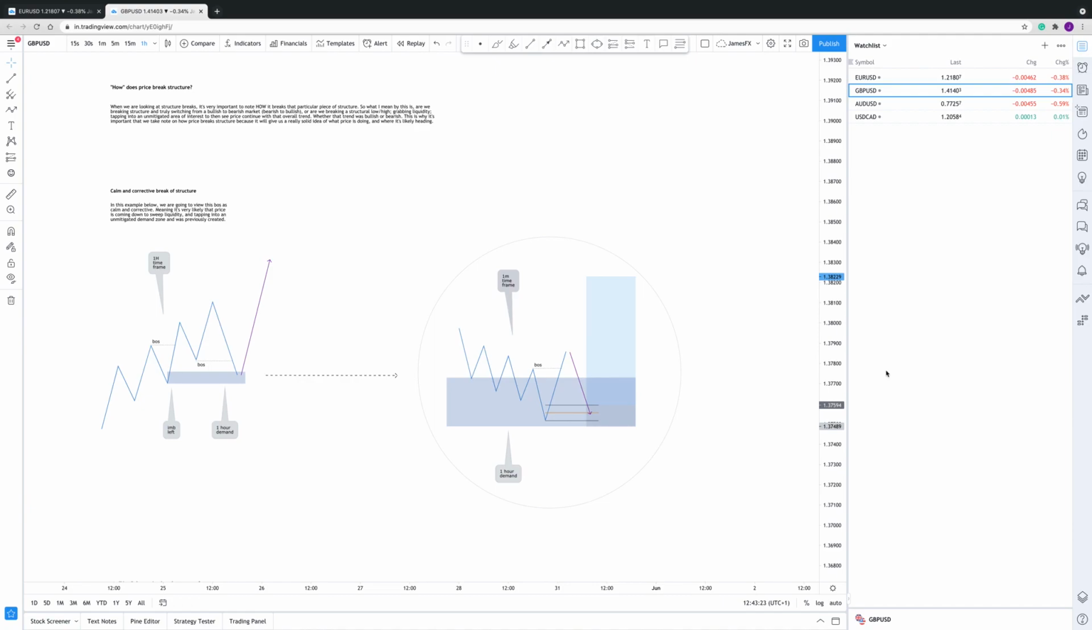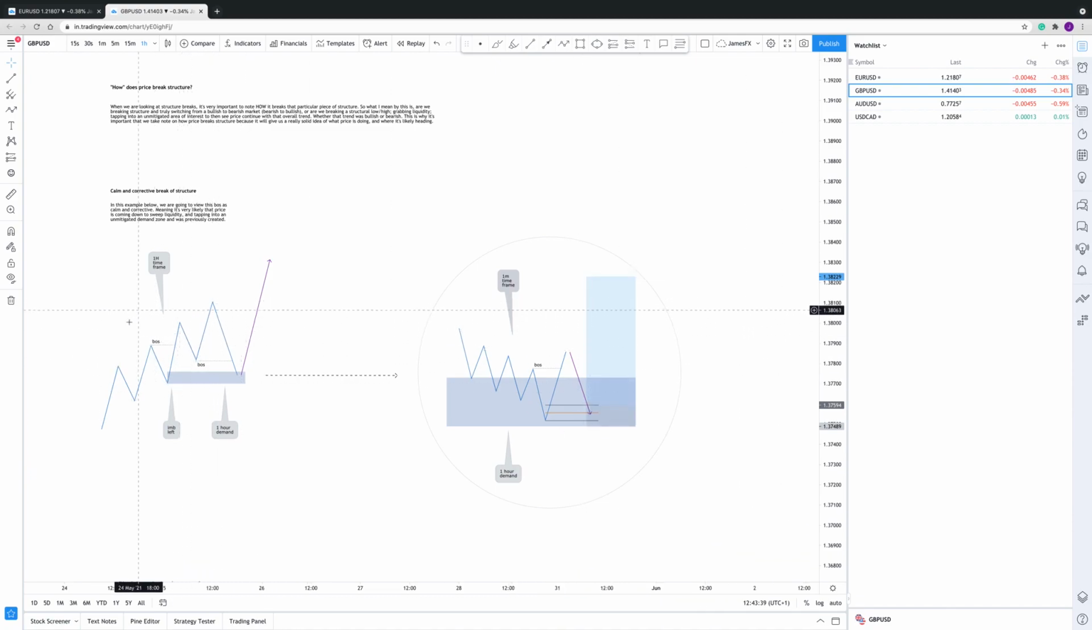This is why it's important that we take note of how price breaks, because it will give us a really solid idea of what price is actually doing and where it's likely to be heading. So this first example, I've drawn some diagrams here.